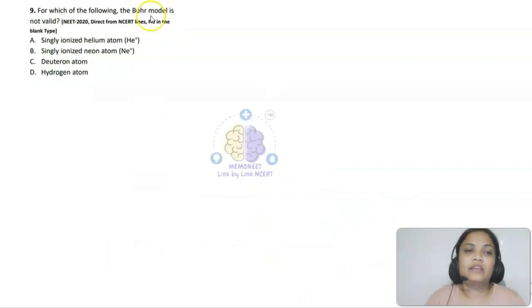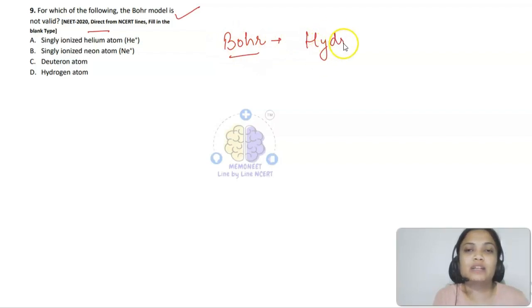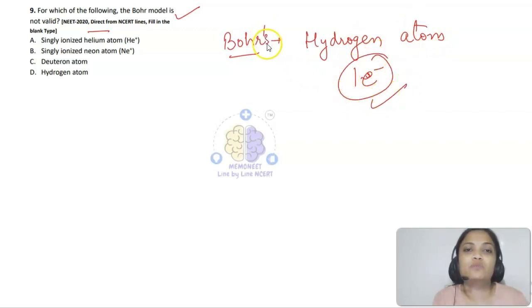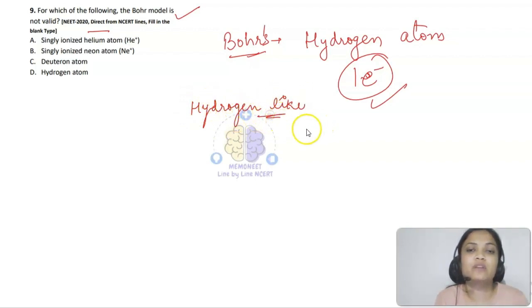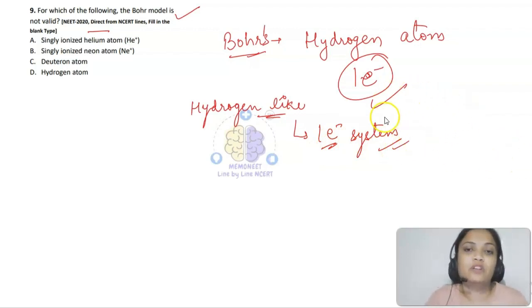Okay. Next question, students, it says for which of the following the Bohr model is not valid. You know that Bohr gave his atomic model for the hydrogen atom. How many electrons does hydrogen have? Hydrogen has 1 electron. Not just for the hydrogen atom, Bohr's model is valid for those atoms also which are hydrogen like. Hydrogen like means the ones having 1 electron, or 1 electron systems. So Bohr's model will be valid for the 1 electron system.